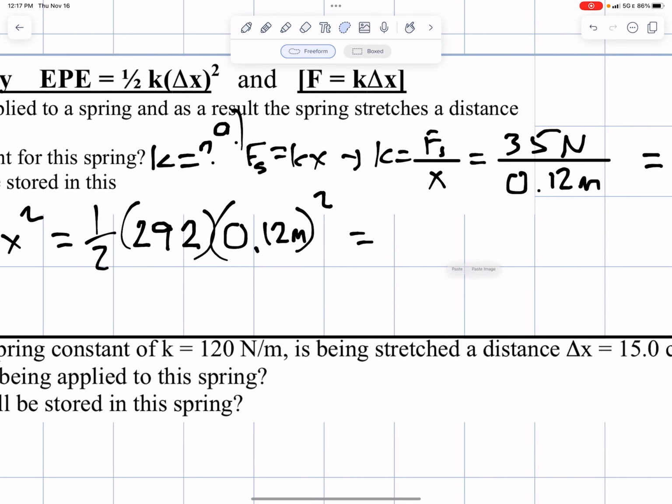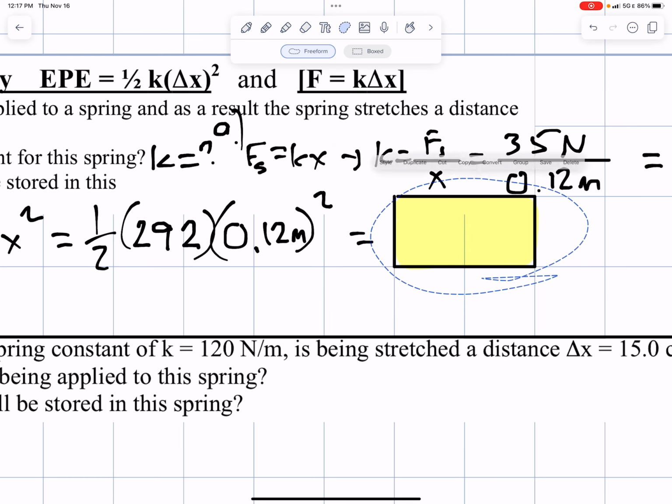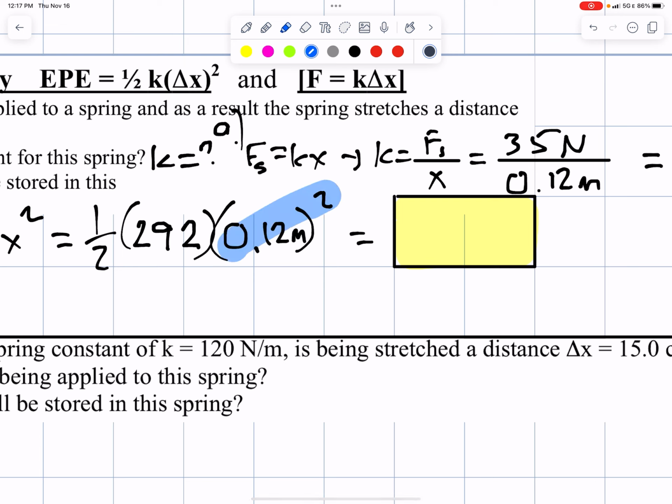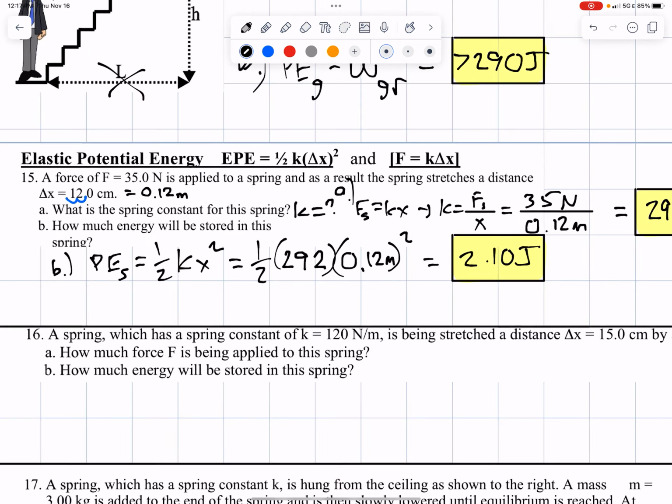Okay, please take a second to put that in your calculator. I might suggest you put this in your calculator just like you do kinetic energy, meaning square the x first, then multiply times k, then divided by 2. If you take it in a series of steps, it's pretty easy to put in your calculator. Well, if you did this right, you should be getting about 2.10 joules.